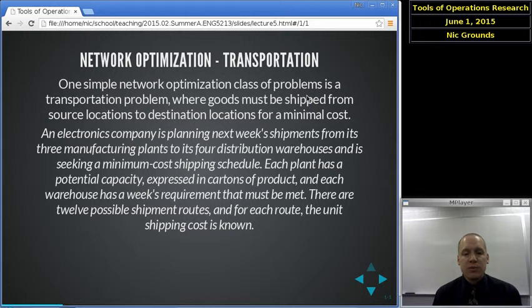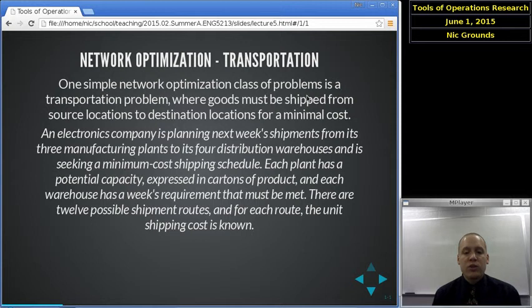So there are 12 possible shipping routes, and for each route, the unit shipping cost is known. That is, from each of our 3 plants, we could ship some product to each of the 4 warehouses, but each of those routes, 3 plants, 4 warehouses, 12 total routes, each of them has its own cost associated with it in terms of a cost per carton of product.